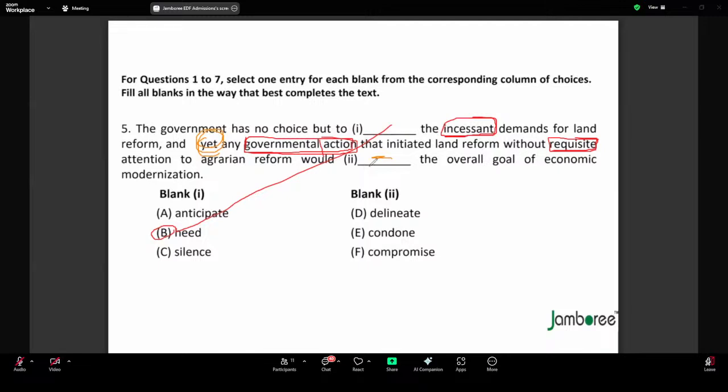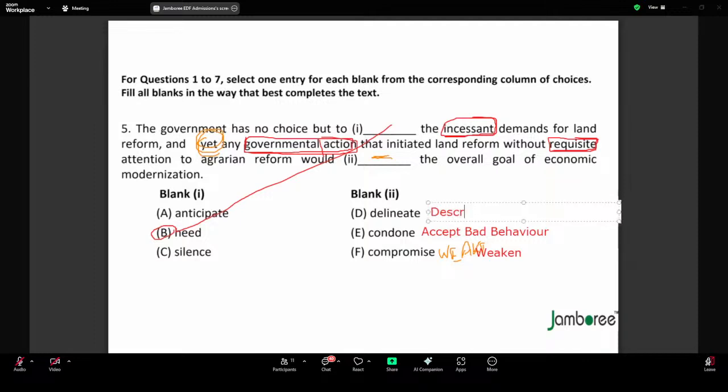Compromise. What compromise means here is in a negative way, as in weaken. Compromise is weaken. Condone is a very common word when you accept bad behavior. Those parents who just let their children do whatever they feel like, or somebody's letting you do something, you have bad behavior and nobody's doing anything.